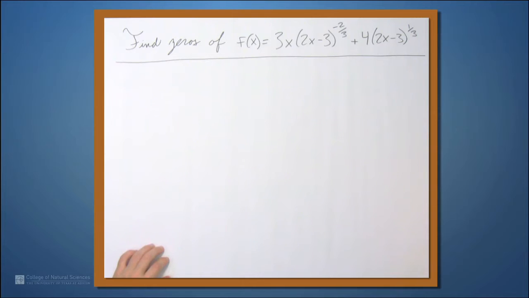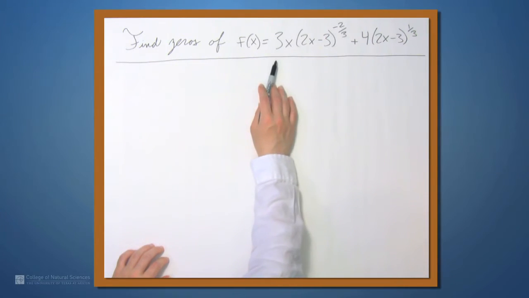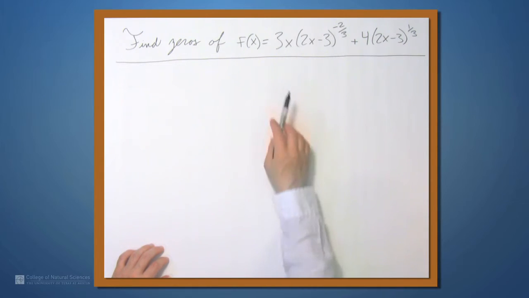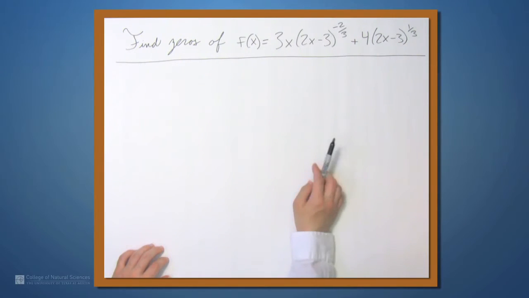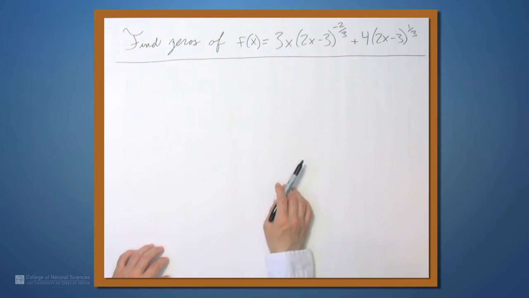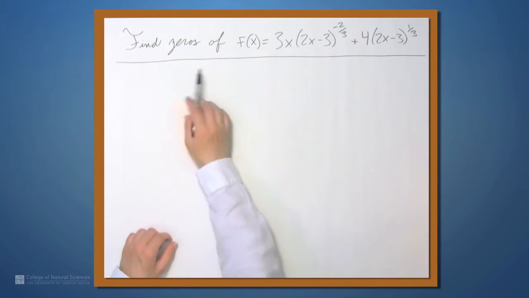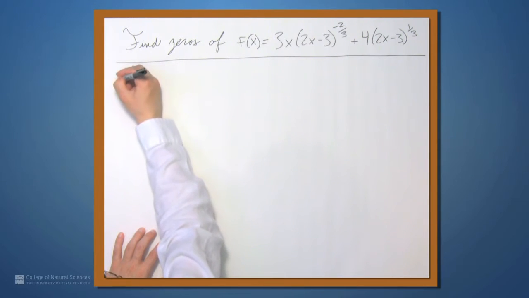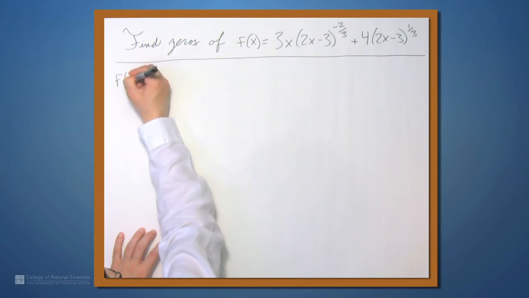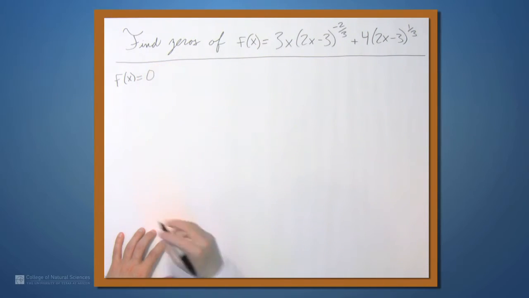So we're here at the example table, and in this video we're going to find the zeros of the function 3x times (2x - 3)^(-2/3) plus 4 times (2x - 3)^(1/3). So remember, when you're finding a zero of a function, you want to find a value of x such that f(x) = 0.